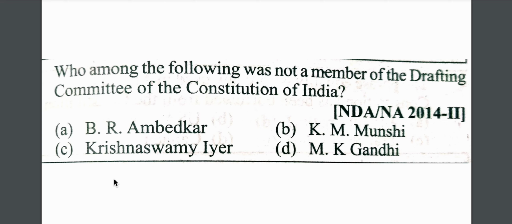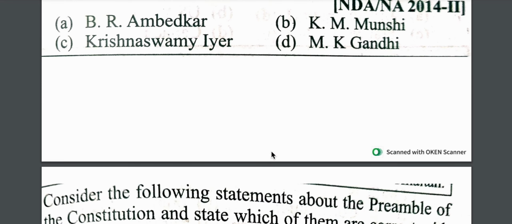19th question, who among the following was not a member of drafting committee of the Constitution of India? Options are A. Dr. B.R. Ambedkar, B. K.M. Munshi, C. Krishnaswamy Iyer, D. M.K. Gandhi. It is option D. M.K. Gandhi is not a member of drafting committee.